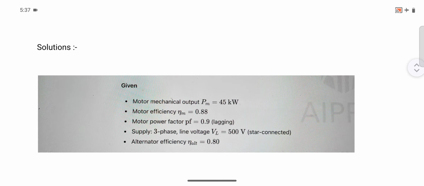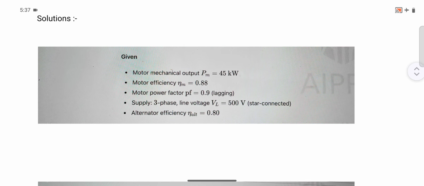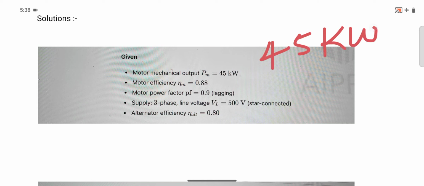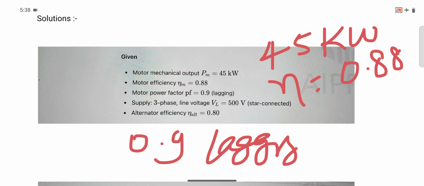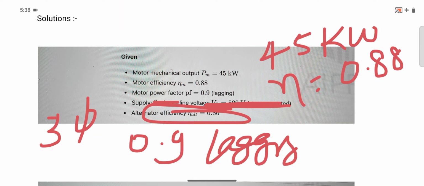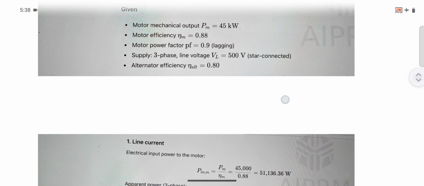First, I will write the data which are given in the question. Mechanical output is 45 kilowatt. Motor efficiency is 0.88. Motor power factor is 0.9 lagging. Supply is 3 phase, line voltage 500 volt, connected in star. Alternator efficiency is 0.8. These are the data given in the question.